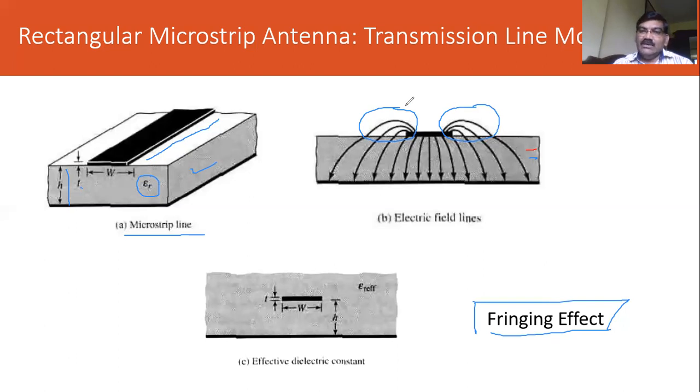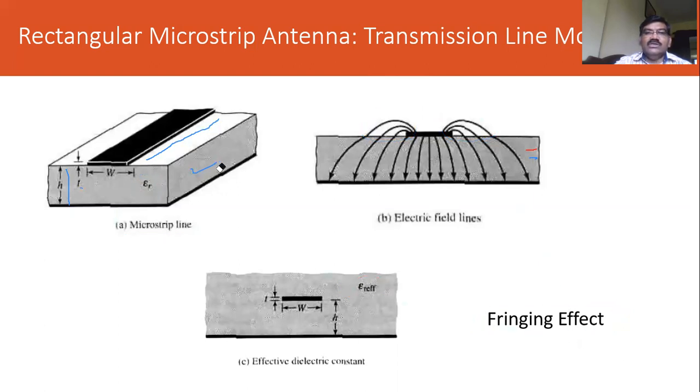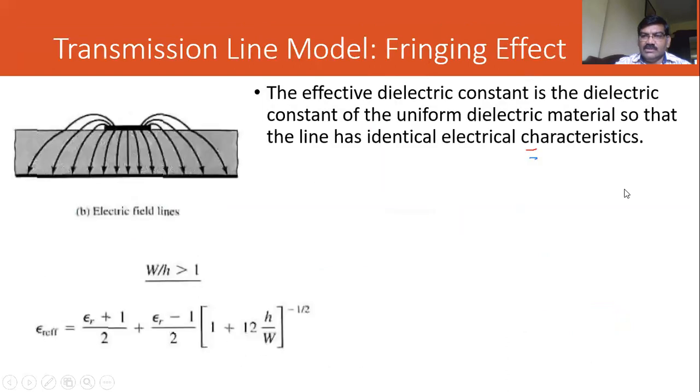So due to this impact, this entire thing will have some change in the dielectric constant. So this is called the effective dielectric constant. So for this substrate, we have to see what the effective dielectric constant is and how we are going to calculate this effective dielectric constant. Okay, so this we are going to see next.